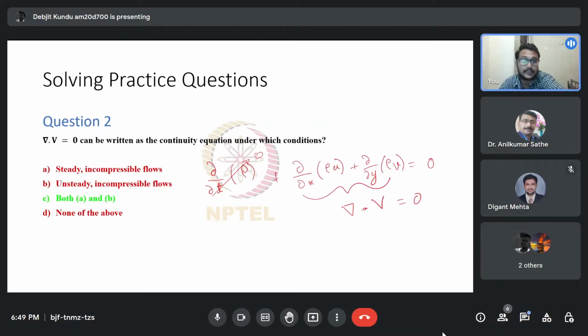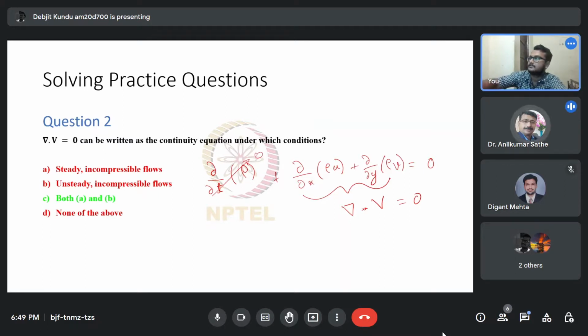Since we are considering incompressible flow, then density would be a constant, and that would be constant irrespective of the flow being steady or unsteady. So that's why divergence of V equals 0. That would be the continuity equation under both conditions, steady or unsteady.